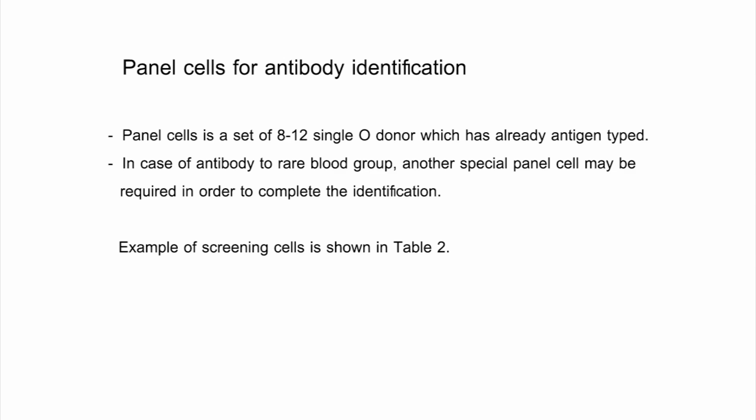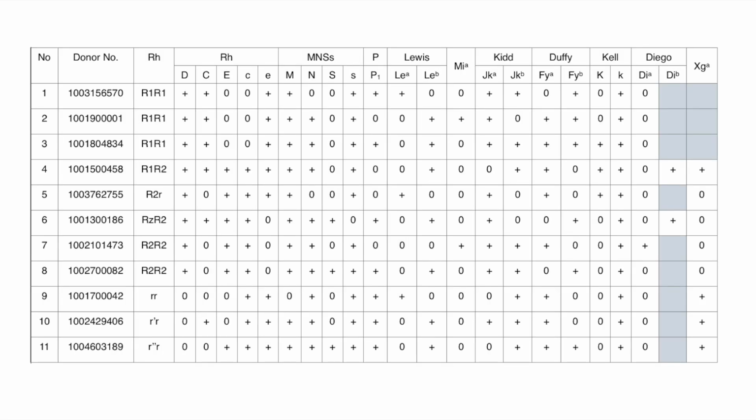Panel cells is a set of 8 to 12 single O donor cells which have already been antigen typed. In case of antibody to a rare blood group antigen, another special panel cell may be required in order to complete the identification. An example of panel cells is shown in Table 2.